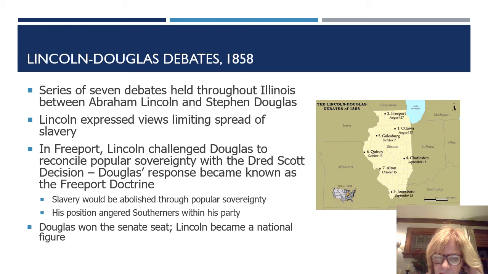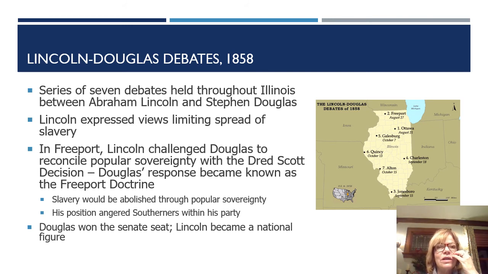And then the fourth debate was at Charleston, the fifth one up in Galesburg, sixth one in Quincy, and then in Alton, Illinois was number 7. Probably of all of these, and the main issue was slavery, Stephen Douglas tried to say that Lincoln was an abolitionist, and Lincoln had to say, no, I'm not. And he had to talk about the inequalities of Black people and white people, and we'll be looking at that in class. But anyway, up in Freeport, Lincoln challenged Douglas to reconcile popular sovereignty with the Dred Scott decision.